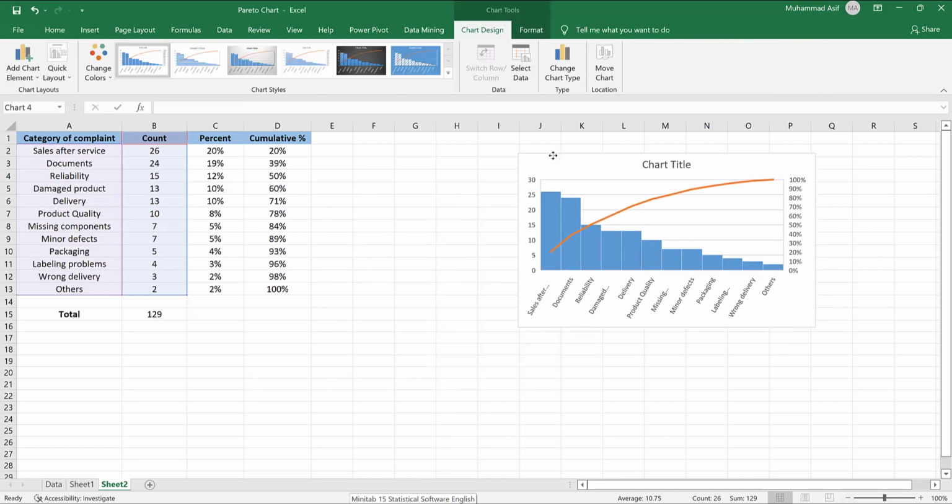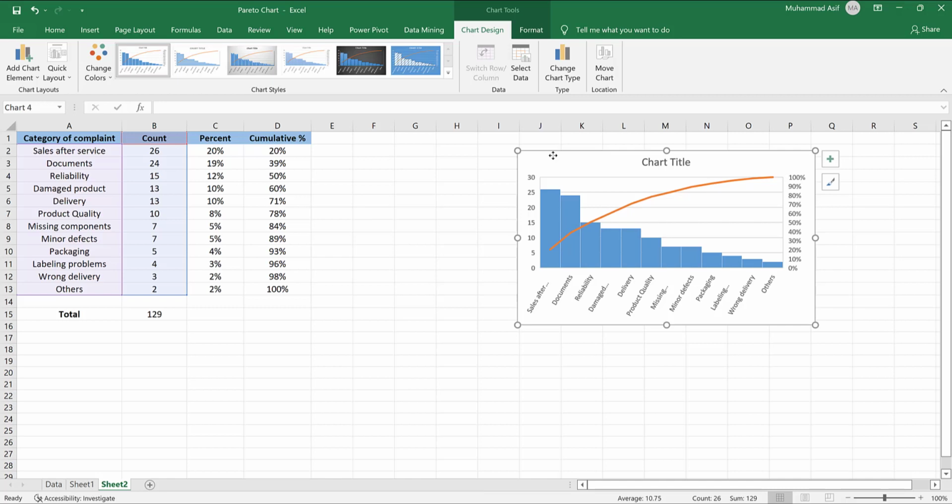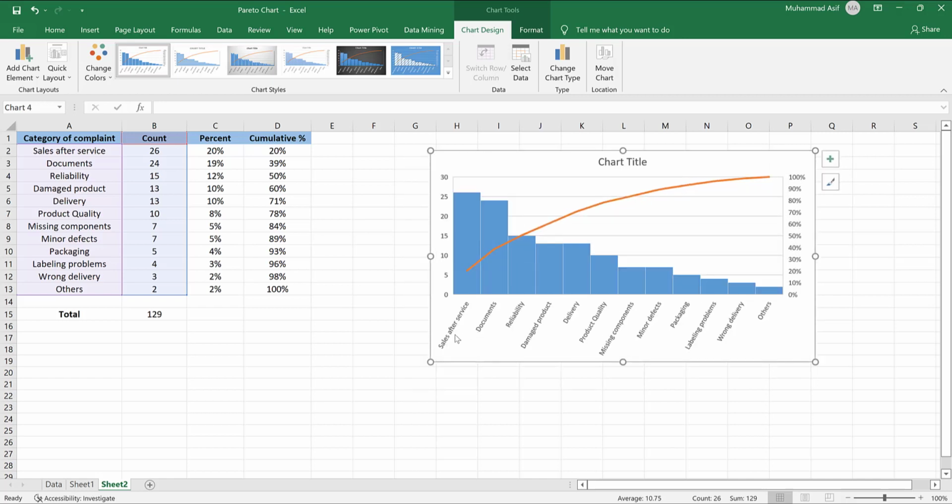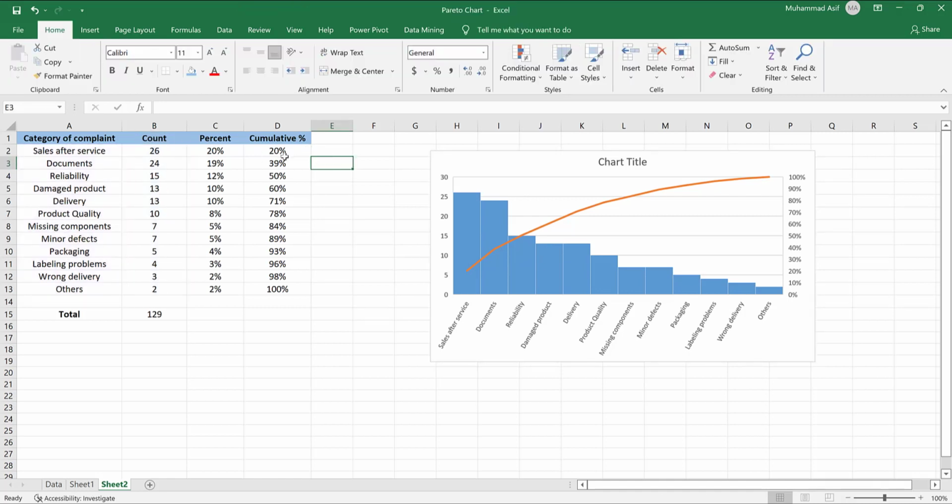Okay, so that's a plateau chart, and it shows what are the problems that occur most frequently, and we can see here that sales after service has the highest frequency, followed by documents, and then reliability, and then damaged product. And when we look at these numbers, it shows that's a cumulative frequency, and if we could identify roughly 80%, so these are like 80%. So when you look at cumulative frequency problem, this is 78%, roughly 80%.